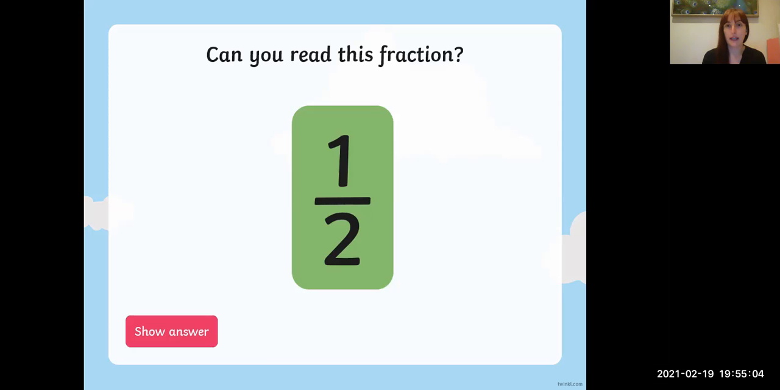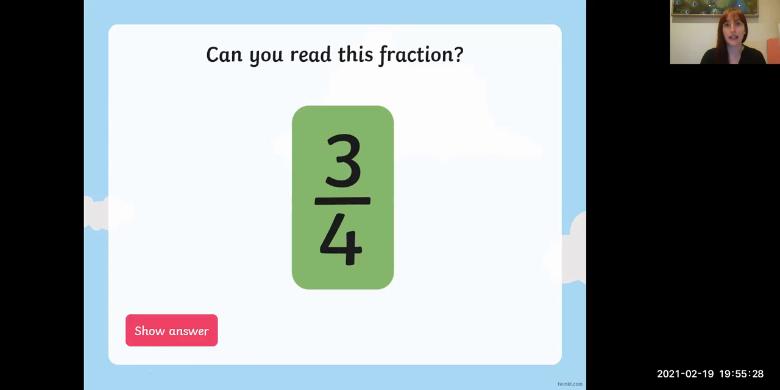What fraction have I got here? Let's have a look. I've got a 1 at the top, my numerator, and a 2 at the bottom, my denominator. 1 part out of 2 parts. What's that? Shall we have a look? It's a half. 1/2. Well done if you knew that one.